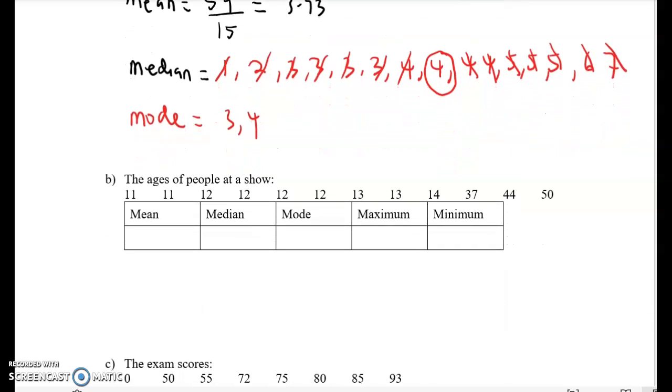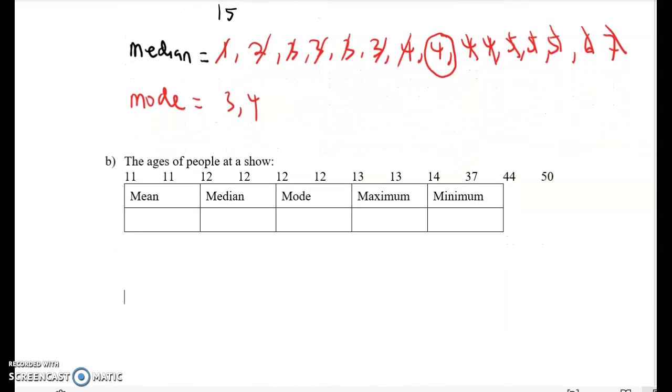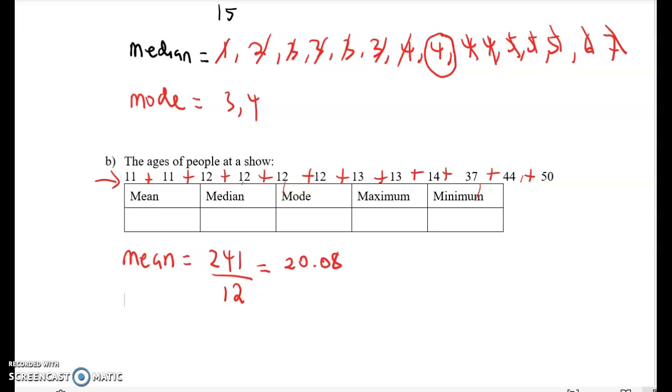Now let's get the mean for this second data set. To find the mean, you add all the data values given together, and you divide by how many data values you have. If you add all these numbers together, you're going to have a total of 241, and we have 1, 2, 3, 4, 5, 6, 7, 8, 9, 10, 11, 12. We have 12 data values. You divide by that, and that gives you 20.08.